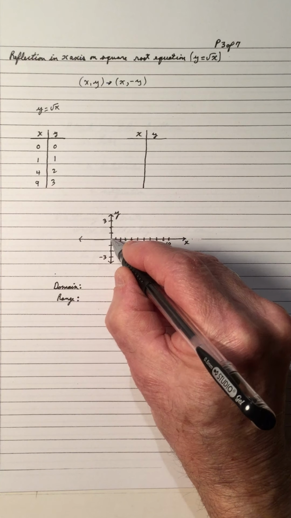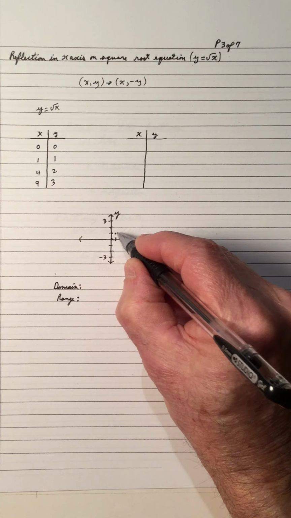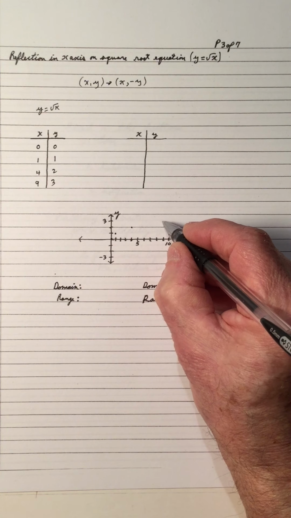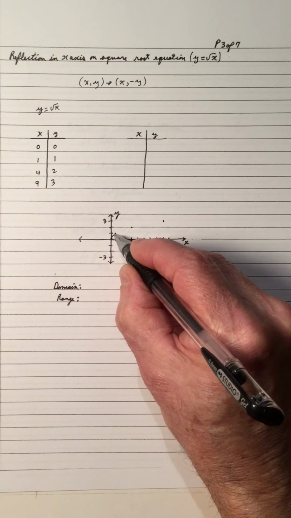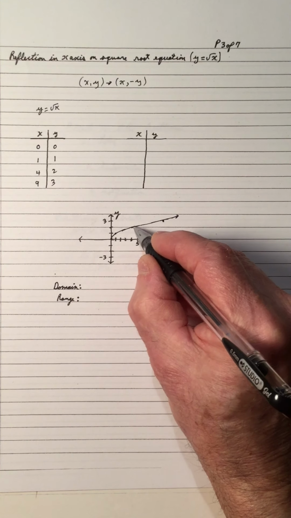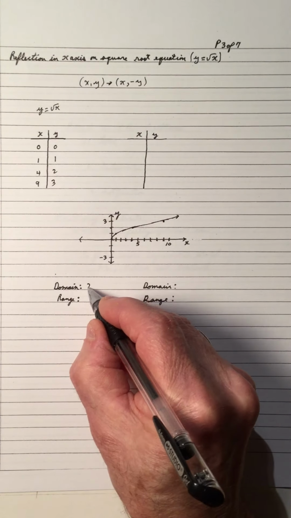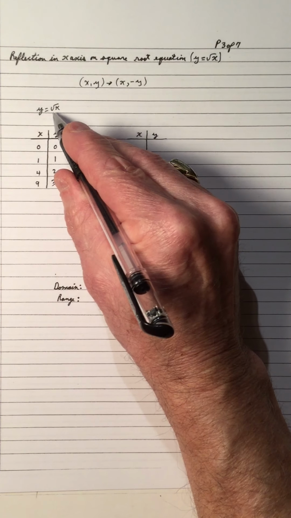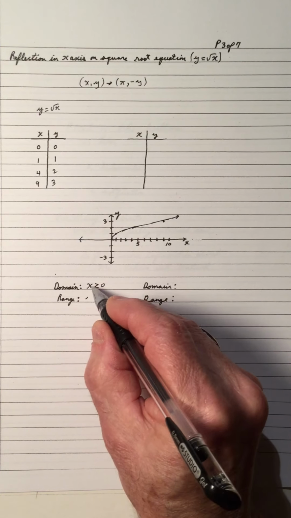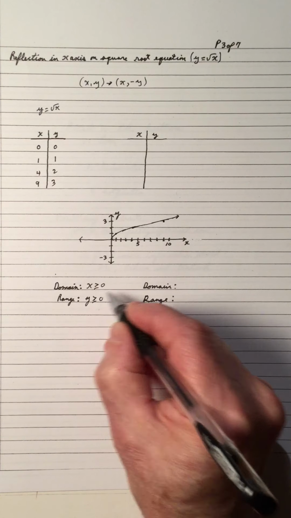And the table of values is, we see it here on this graph: 0, 0; x is 1, y is 1; x is 4, y is 2; x is 9, y is 3. Again, this is the graph of the basic square root function. There's the graph, there's the table of values. The domain of the basic equation: x is greater than or equal to 0, because the domain is the x. The range is y is greater than or equal to 0.